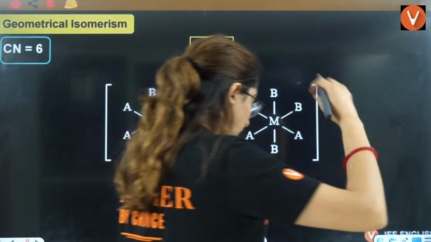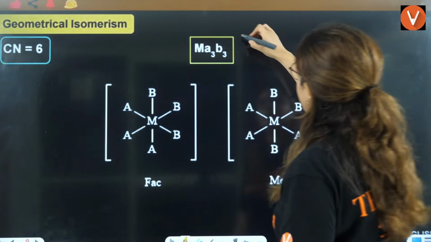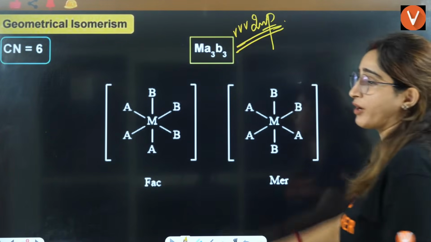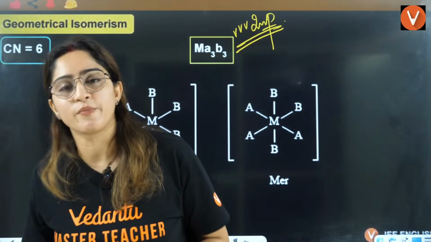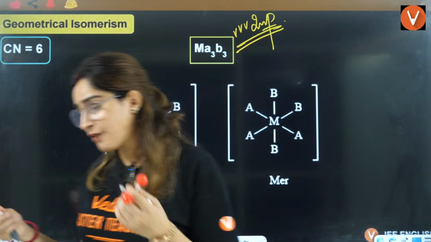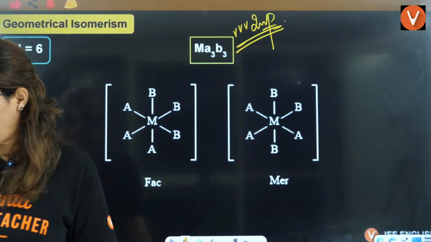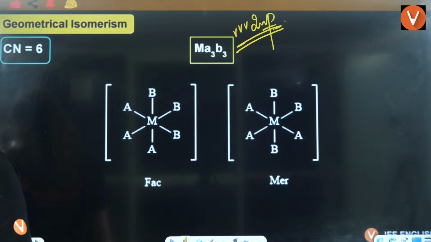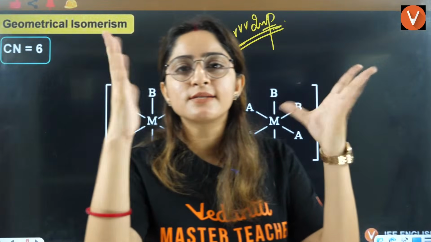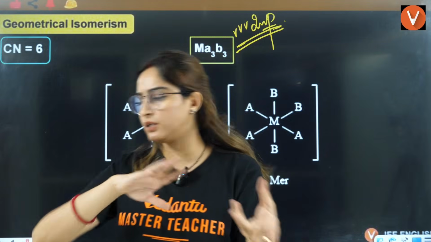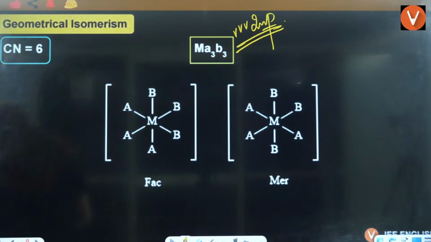MA3B3, very, very important. Most important geometrical isomerism. Very different also. Here we will not talk about cis and trans. We'll talk about facial and meridional. For that you have to understand one thing.